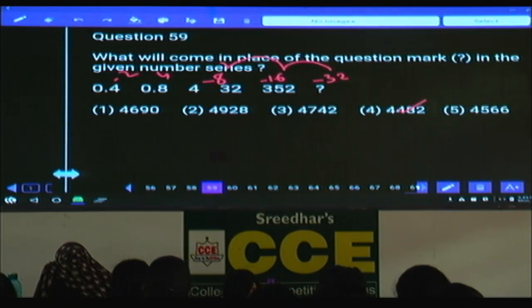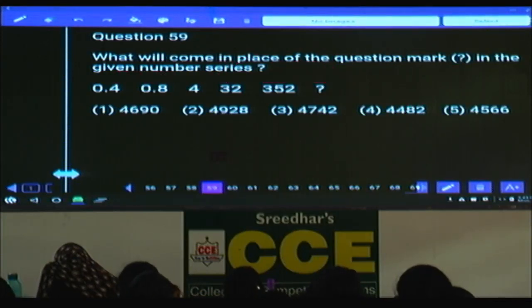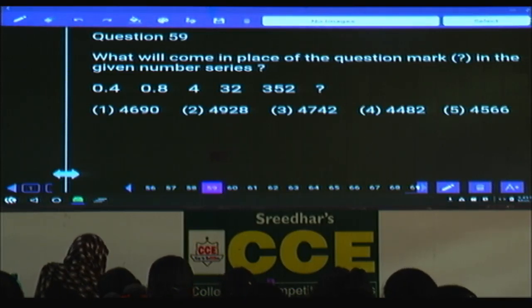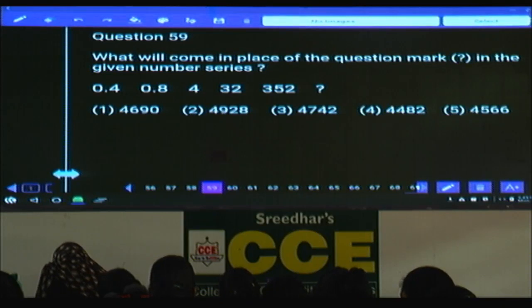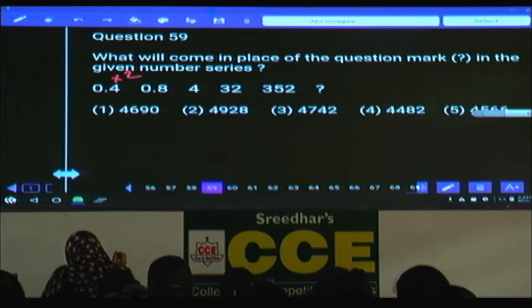Then coming down to question number 59. Now in this 59, tell me what are the numbers we have. 0.4, 0.8, starting with 0.4, ending with 352, and the choices are in the form of 4,000s. As the numbers are increasing at a very faster rate, it must be under which category? Product. Now 0.4 and 0.8, it can be written into 2. As it is into 2, then 32 and 352, it is into 11. And next 4 and this is into 8.